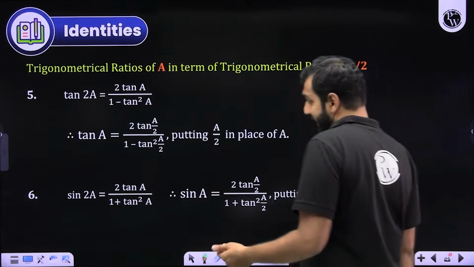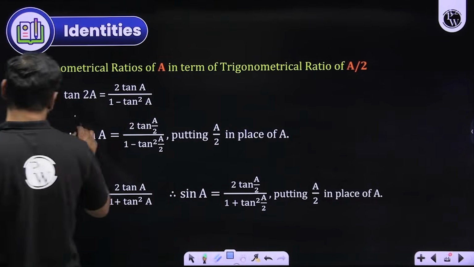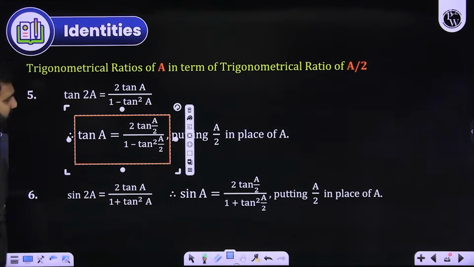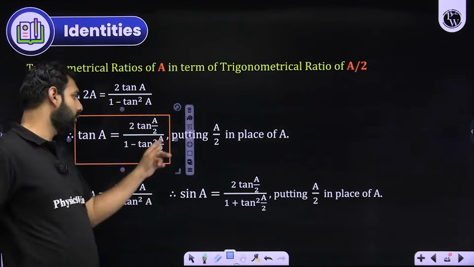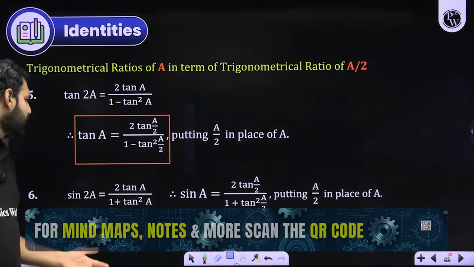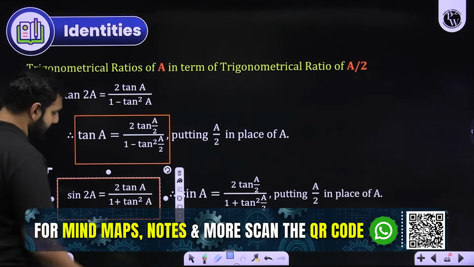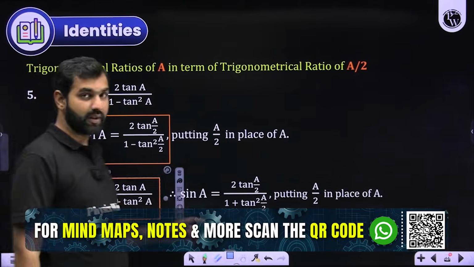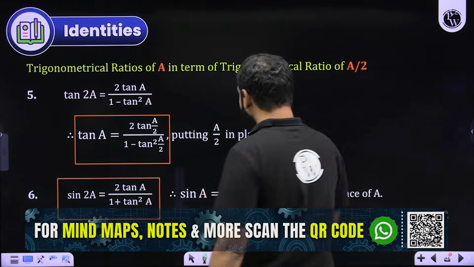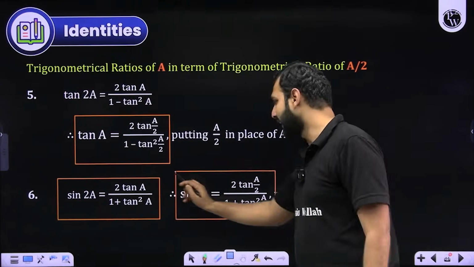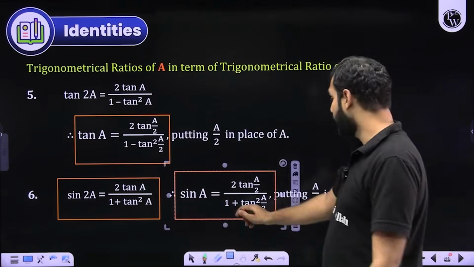Same stays true with tan a as well. So tan 2a was 2 tan a upon 1 minus tan square a, so tan a will be 2 tan(a/2) upon 1 minus tan square(a/2). Depending on the need, we will use these identities or these results. As we know that sin 2a was 2 tan a upon 1 plus tan square a, the tan version, of course, if the need arises, I can use sin a as 2 tan(a/2) upon 1 plus tan square(a/2).